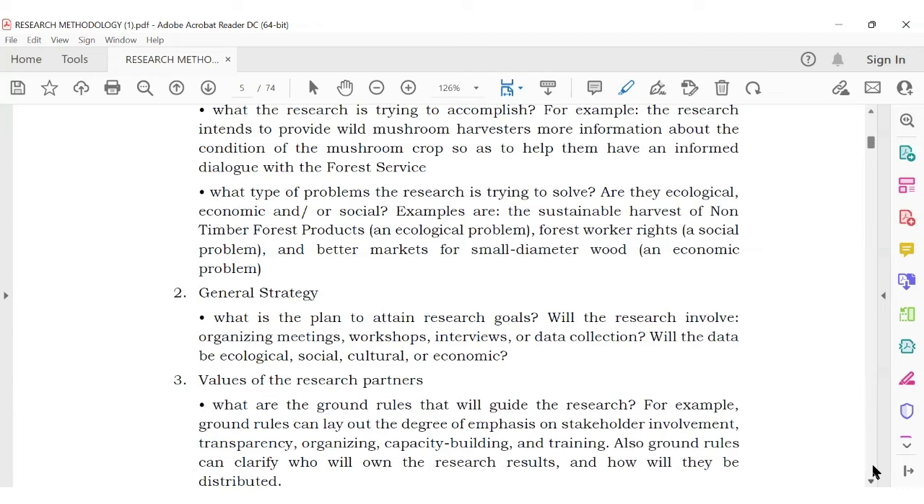Okay, is this clear to everyone? Is point number 2 clear to everyone? Yes, sir. Then point number 3: values of the research partner.